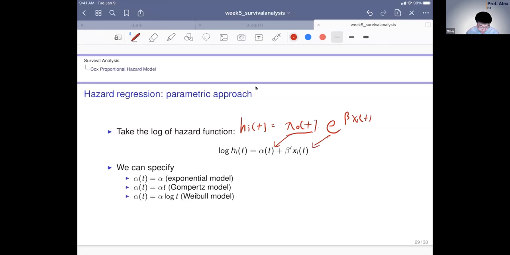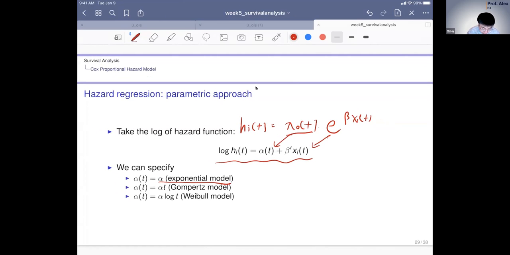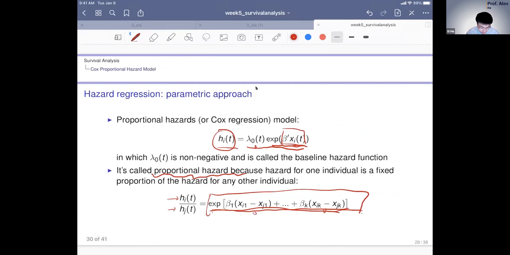And then you can have all kinds of models using this simple form. If alpha t does not depend on t, it's just a constant, then we have the exponential model. If alpha t equals a linear function of t, then we have the Gompertz model. If alpha t equals alpha times log t, we have the Weibull model. So we can have all of those kinds of models from this form. But whatever alpha you take, the second part is the same, and because of that, it will still make our hazard functions proportional to each other.